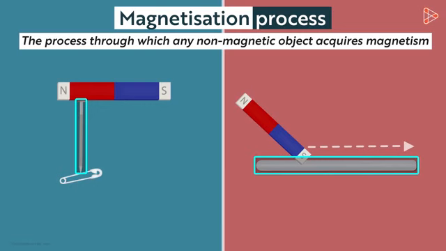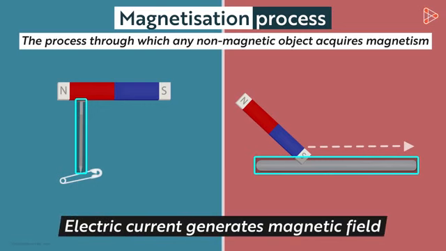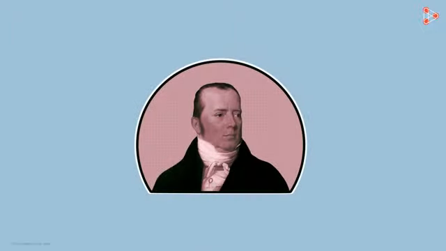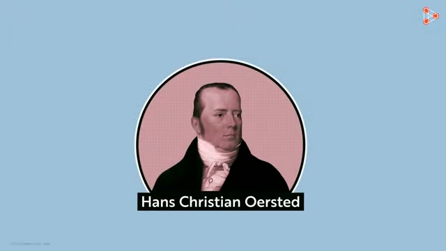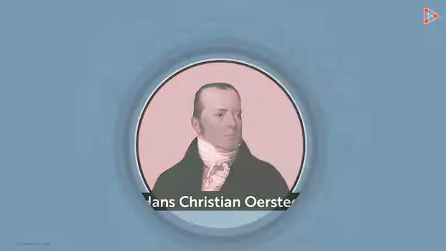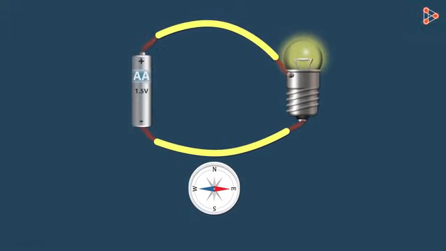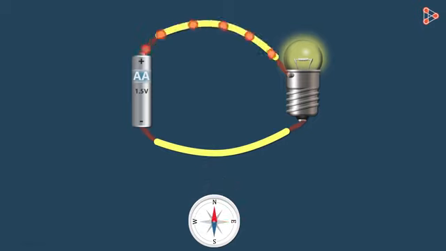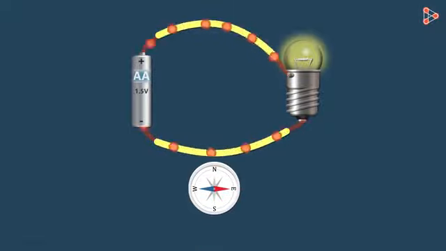And that is by understanding that electric current generates a magnetic field. First, let's enlighten ourselves about this. In 1819, there was a scientist named Hans Christian Ørsted. He found out that if you keep a compass near a current-carrying wire, then the compass needle deflects to some extent. Yes, understand this well. When current passes through this wire and we keep this compass near that wire, the needle will deflect.